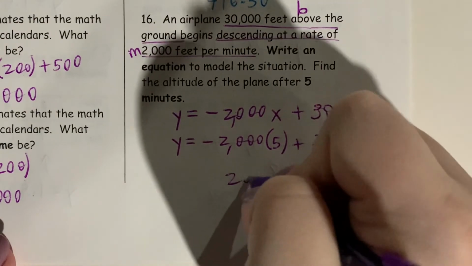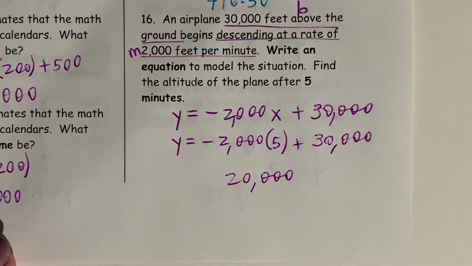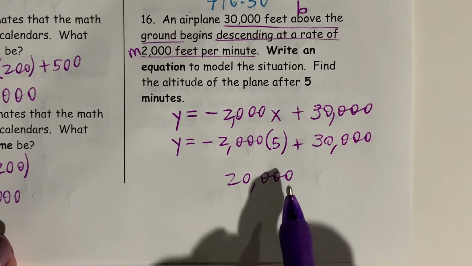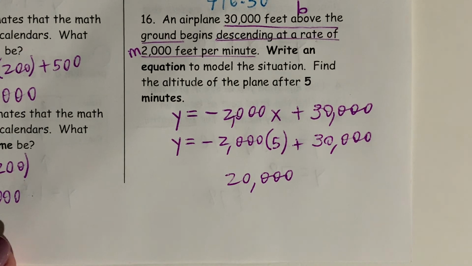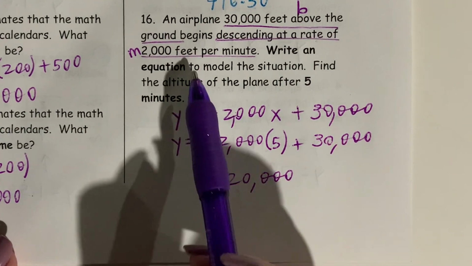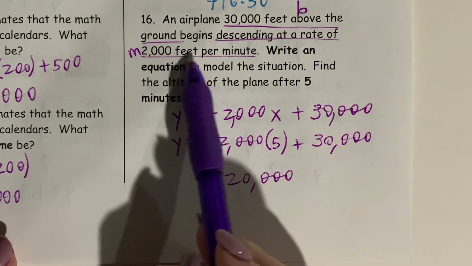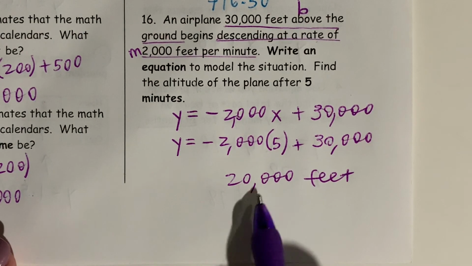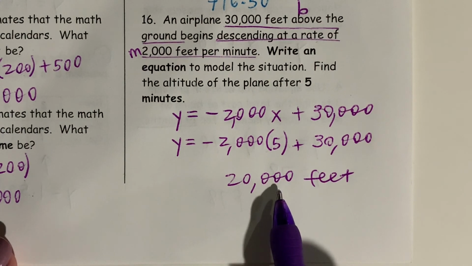When we do that math, we end up getting 20,000. And this isn't going to be $20,000. Keep in mind, now we're not talking about cost. We're actually talking about the altitude here. So if you look in the problem, you can find the units. We're talking about feet. So 20,000 feet. And here we are above the ground. And this is where our plane will be.